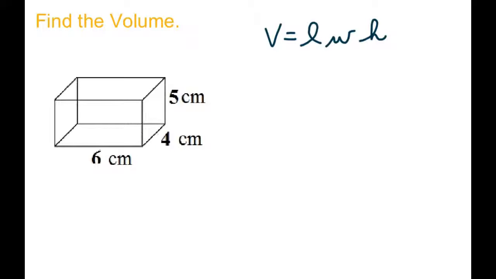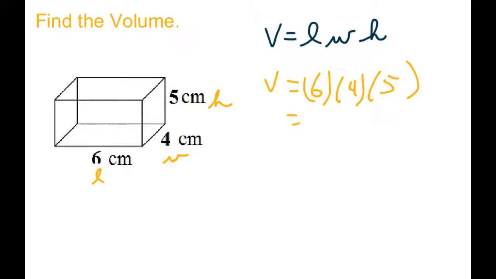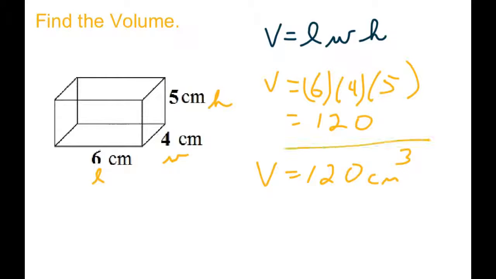Alright, so let's find volume of this rectangular prism. This is going to be my length down here, that's my width, and that's going to be my height. So I'm going to use that volume formula. Length is 6, times width is 4, times height is 5. Simply multiply those all together, and I get 120. And we know since it's 3-dimensional, our label would be centimeters cubed, or to the 3rd power. When we did surface area problems and area problems, it was always to the 2nd power. They were 2-dimensional. Now 3-dimensional, to the 3rd power.